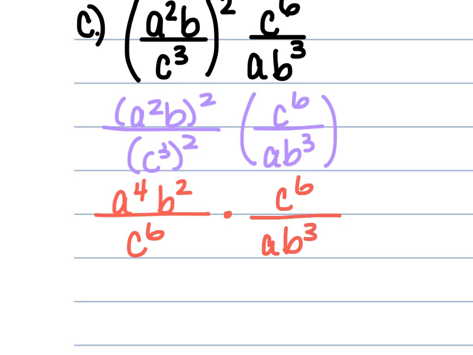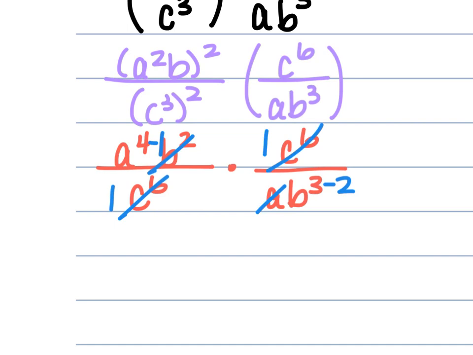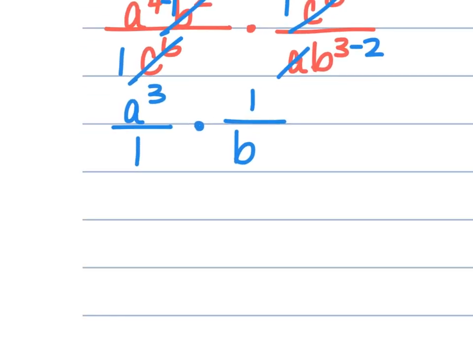So if we look at this, the c to the sixth power can cross simplify with the c to the sixth power. They're both going to turn into 1. The a to the fourth can simplify with the a, and we're going to subtract 1 from the fourth power. Then that b squared can simplify with the b cubed. We're going to subtract 2 from that third power. So this is going to turn into a to the third power over 1 times 1 over b. If we multiply these straight across now, we have a cubed over b.